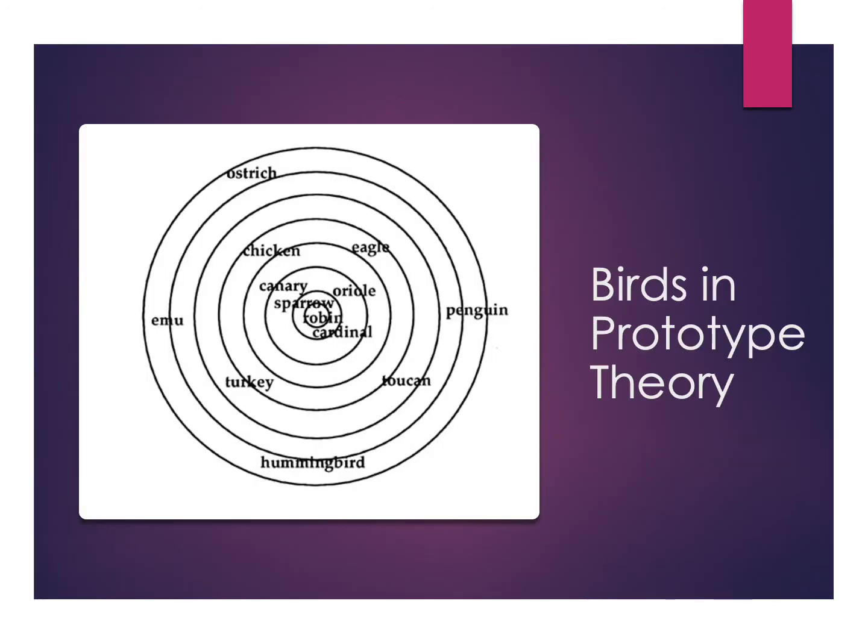So we can put into these categories, into these different circles, and this is just one example, where things like robins, sparrows, cardinals, canaries, orioles would be closer to the middle because they fit more of those examples. Things like chickens, turkeys, eagles, a little further out. Yeah, we recognize them as birds, but maybe not quite as quickly. And then things like ostrich or penguin would be much further out because they are much less like birds in our minds than these other more prototypical ones.